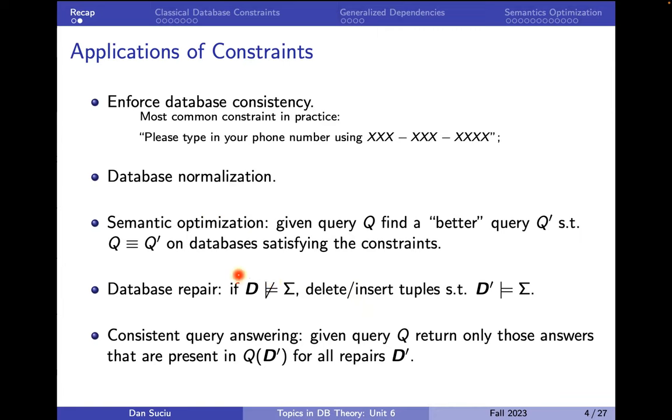The second application, which is kind of modern, is database repairs. Now we get data from the web. We expect this to satisfy constraints, but the constraints are violated, like the key constraint is violated. So we need to fix that. You need to remove the wrong tuples.